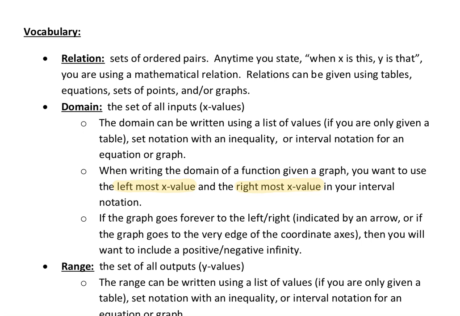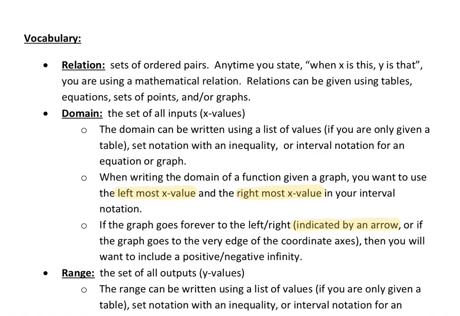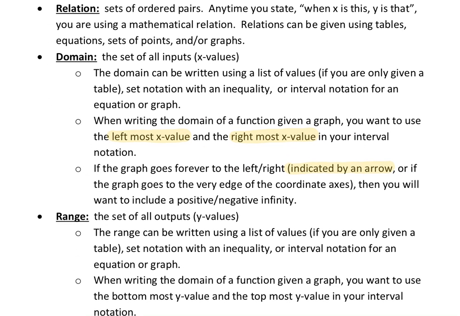Now, if the graph goes forever to the left or right, which is going to be indicated by an arrow, or if the graph goes to the very edge of the coordinate axes, then you will want to include either a positive or negative infinity. If it's going forever to the left, we use a negative. If it's going forever to the right, we use a positive. All right, that is our domain.